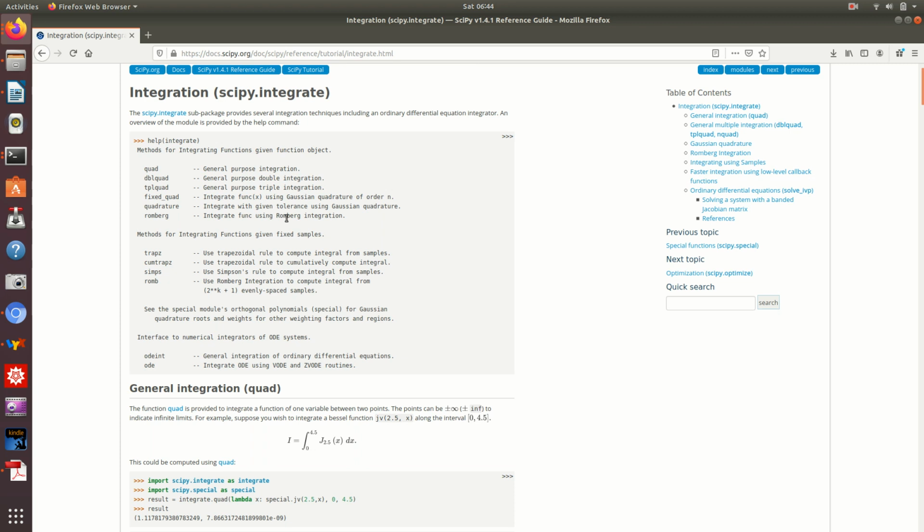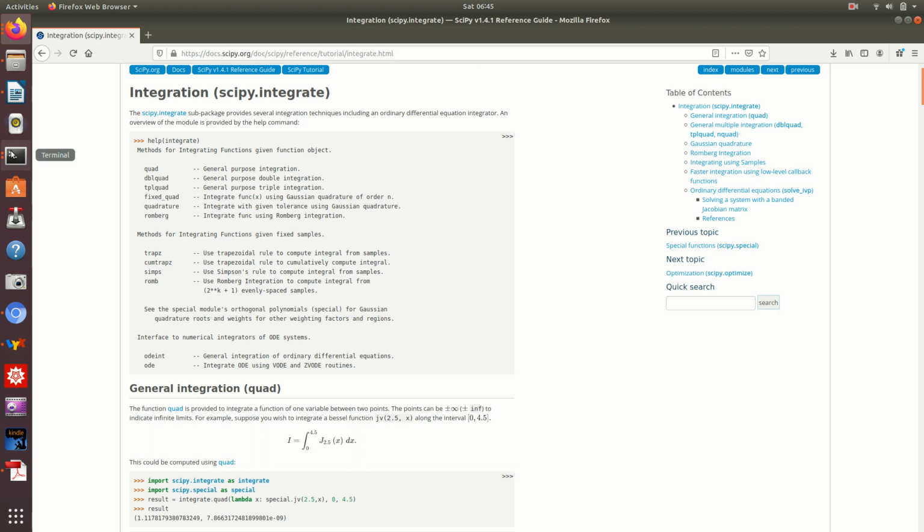And this also says that the integrate module also has integrators for ODEs, ordinary differential equations. We have not studied algorithms for handling ordinary differential equations yet, so we will defer the discussion on the ODE int part of this SciPy.integrate submodule till later. For the time being, we are going to focus primarily on the basic integration functions which the SciPy.integrate submodule provides.